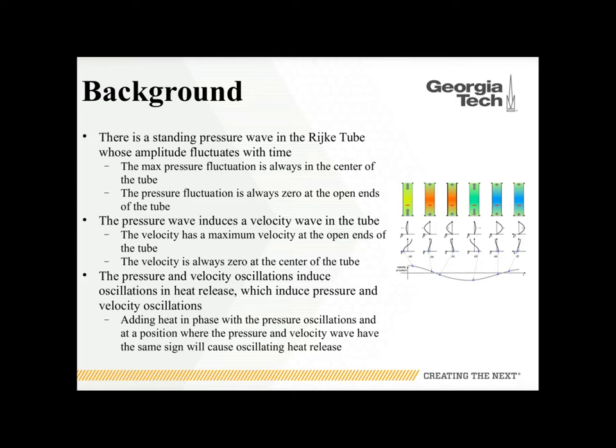These pressure fluctuations induce velocity fluctuations in the tube, and the velocity fluctuations have max amplitudes at the ends of the tube and have a value of 0 at the middle of the tube. These pressure and velocity waves induce an oscillating heat release in the tube, which in turn induces more pressure and velocity oscillations. Now to the next slide.